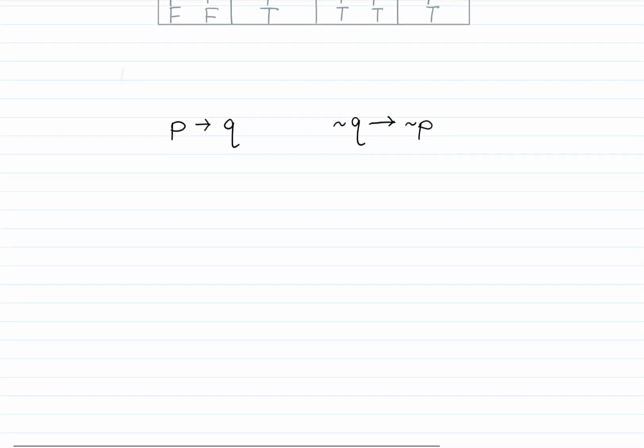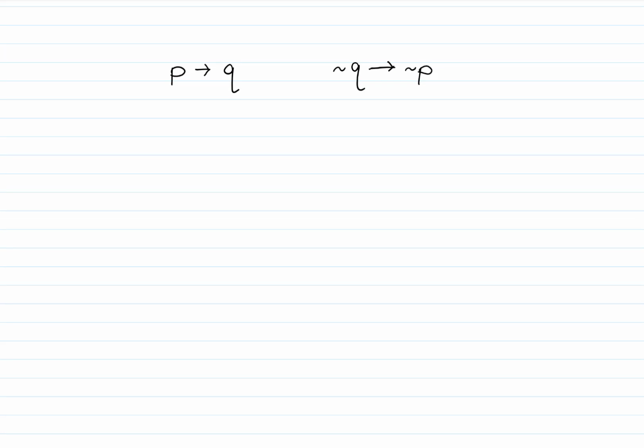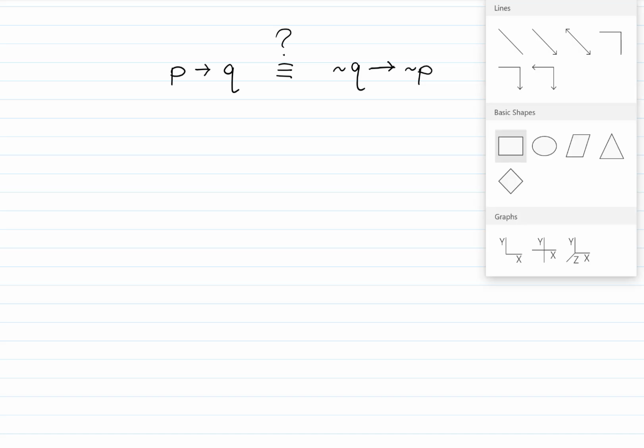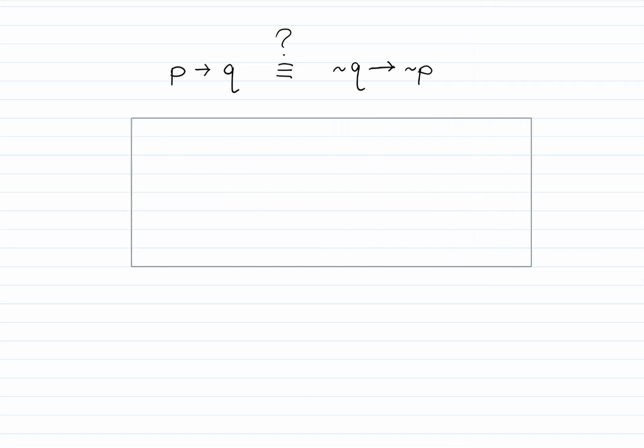Now I want to look at this one that I had originally written down. P implies Q, and the negation of Q implies the negation of P. Are those equivalent? Well, let's see. We'll make a truth table. P, Q, P implies Q. The negation of Q, the negation of P, the negation of Q implies the negation of P. Okay?